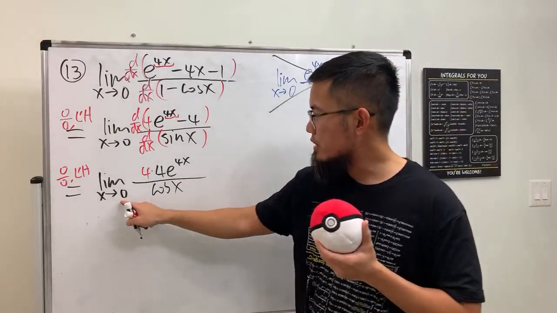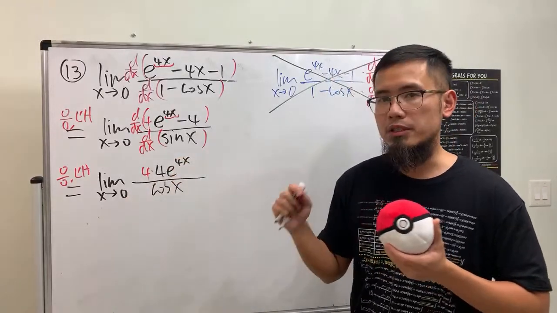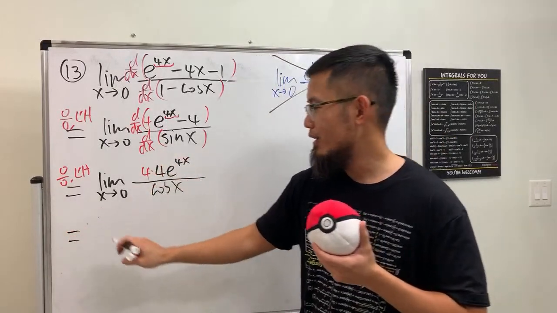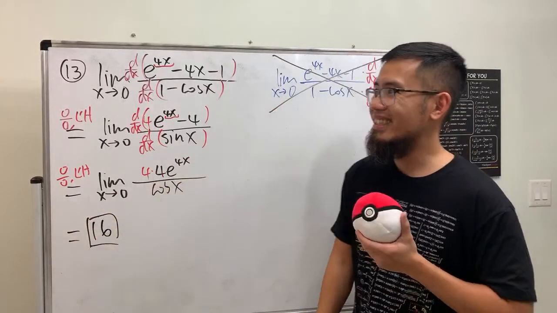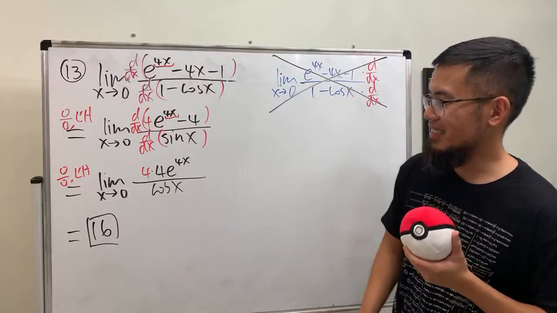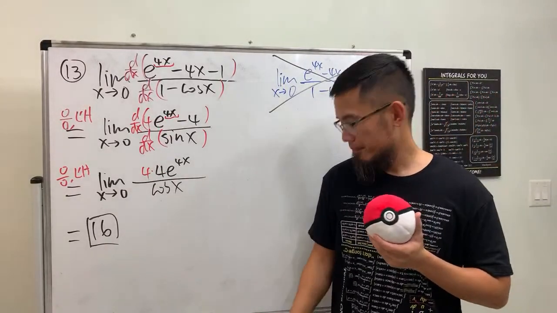Now, when we put in 0 here, e to the 0 power is 1. Cosine of 0 is 1. So, 4 times 4, I hope I get this right. The answer is 16 for that, right? So as I told you, the last question is just so that you can leave the exam with a pretty sweet note.